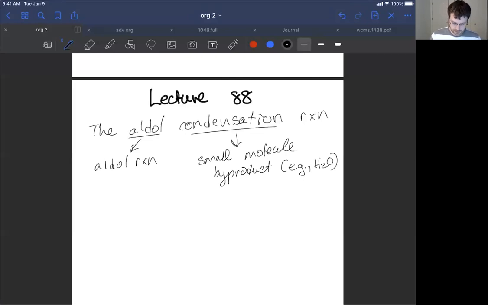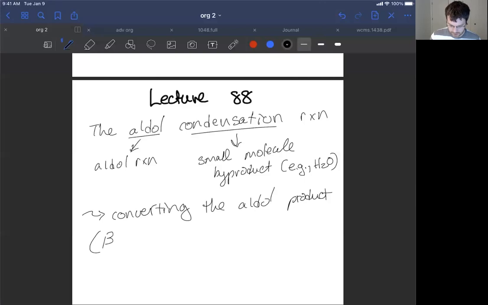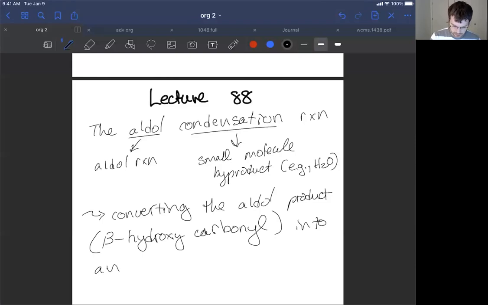So what we're doing in this reaction is converting the aldol product, which I started last time by telling you was an aldehyde alcohol, but then I turned to saying, let's instead think about that as a beta hydroxycarbonyl. So we are going to convert the aldol product into an alpha beta unsaturated carbonyl.